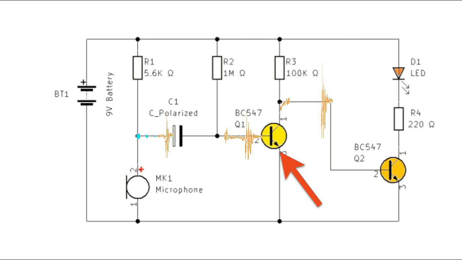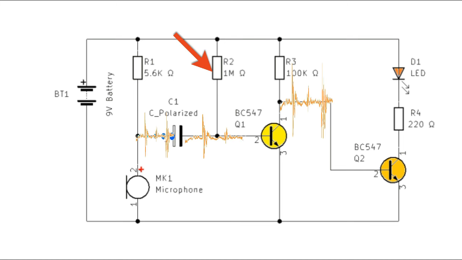Transistor 1, BC547. The first transistor is configured as a common emitter amplifier. Moreover, it amplifies the weak audio signal from the microphone. The base current of this transistor is controlled by the microphone output.